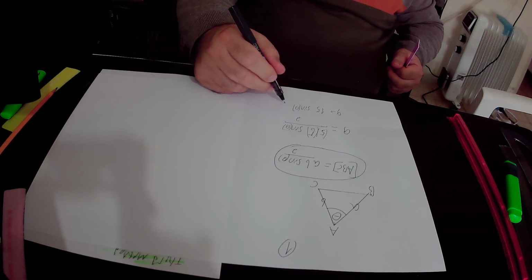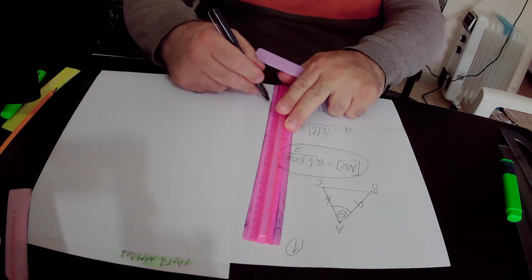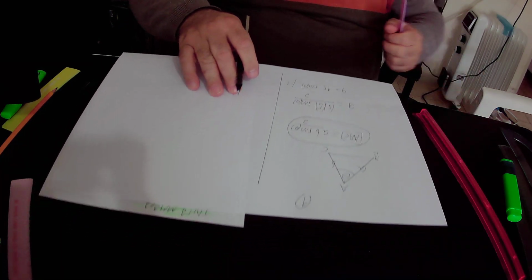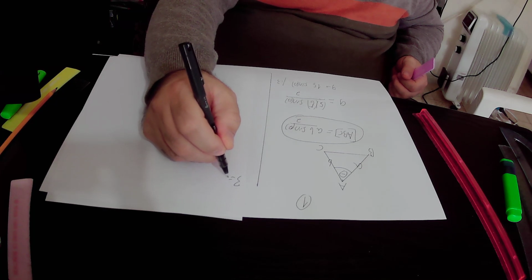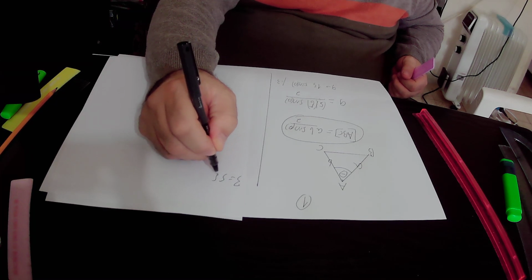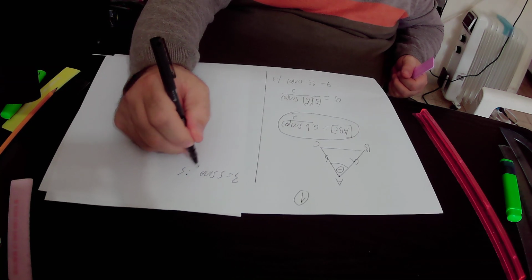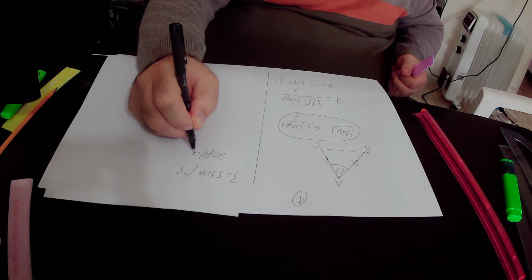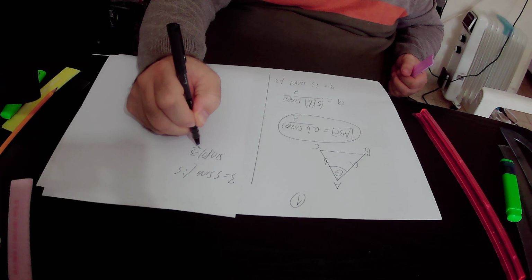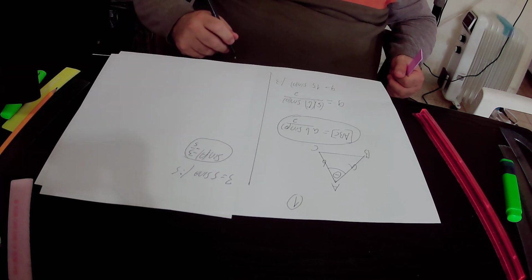Here we divide this equation by 3 and we get that 9 over 3 is 3, 15 over 3 is 5, times sine theta. Then we divide this equation by 5 and we find that sine theta equals 3 over 5, or 3/5.